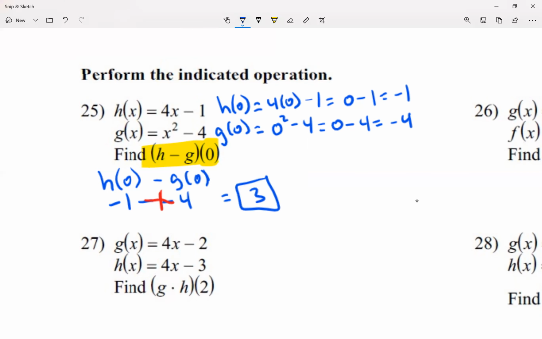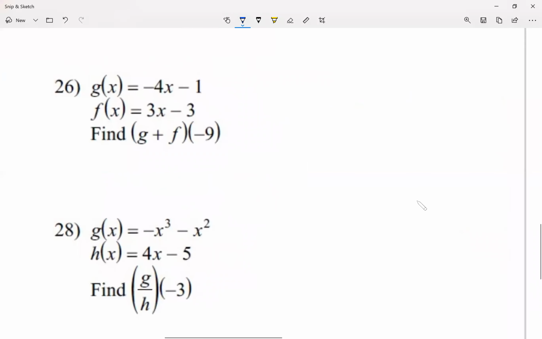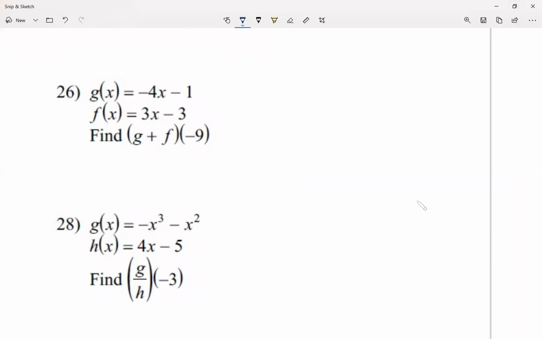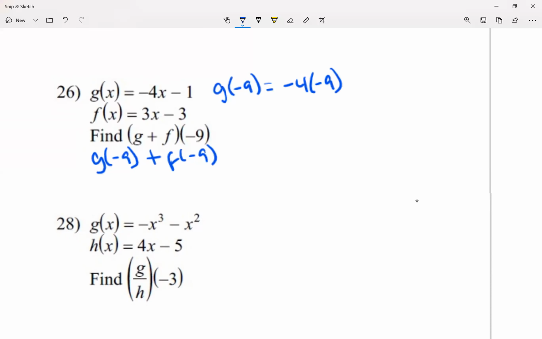Okay, not that bad. Let's take a look at number 26. I want you to find g plus f of negative 9. So I'm going to find g of negative 9, and I'm going to add it to f of negative 9. In this case, I'm doing addition because there's a plus sign between the g and the f. So it would be nice if I knew what g of negative 9 and f of negative 9 are. So let me find g of negative 9. Just looking at the function g, the variable, in this case x, well, x equals negative 9. So I have negative 4 times a negative 9 minus 1.